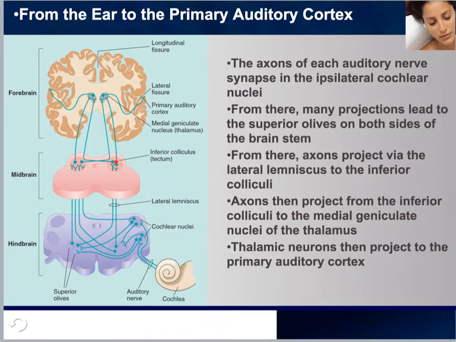Colliculus for singular or colliculi for plural. The axons from there would project over to the MGN, and that is the medial geniculate nucleus of the thalamus. Remember that the lateral part of the thalamus is reserved for visual. The medial part, which is closer in, would be reserved for auditory. From there, it would then synapse over to the primary auditory cortex, and then we'll talk about the cortex distribution in upcoming slides.